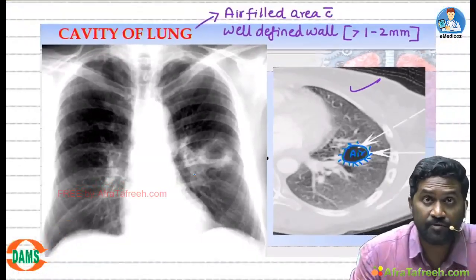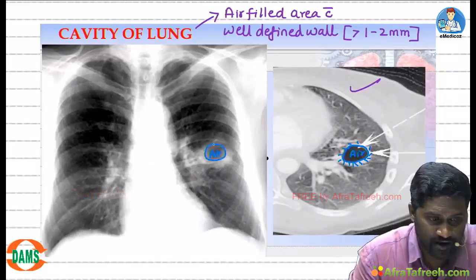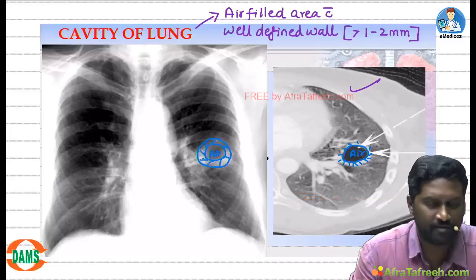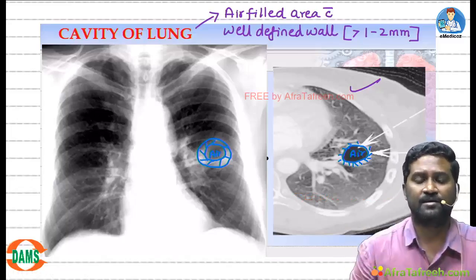Same thing you should also identify on the chest X-ray. This is the air-filled area. Around that there is a well-defined wall. So this is cavity, air-filled area with a well-defined wall around it.